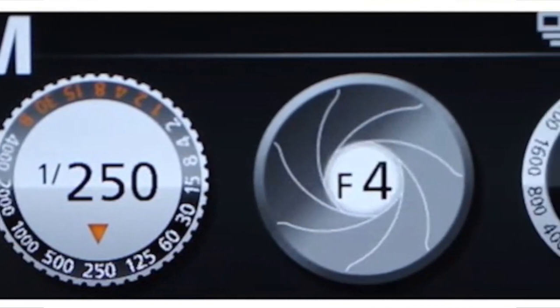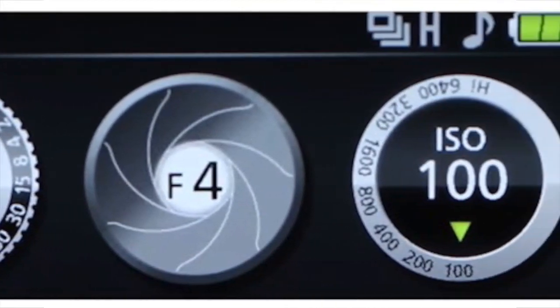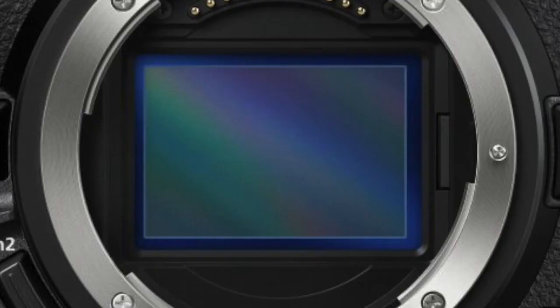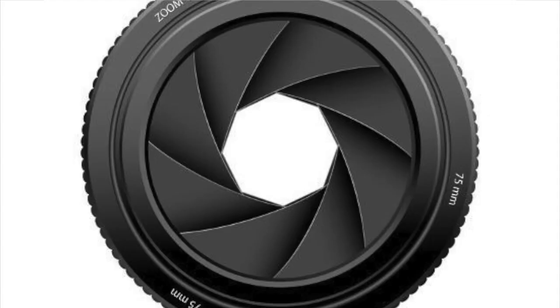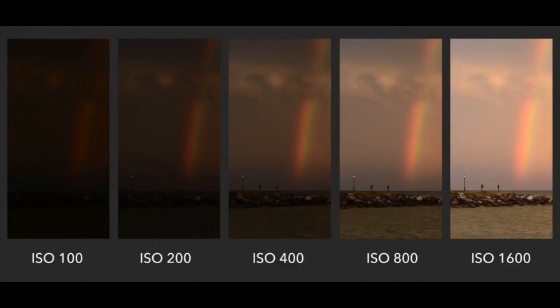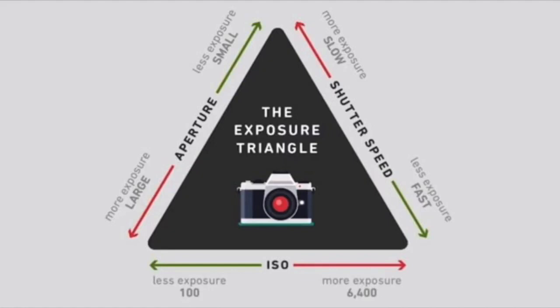There are three ways for your camera to control the amount of light that reaches the camera sensor. One way is shutter speed, another aperture, and a third ISO. These three together make up the idea of the exposure triangle.